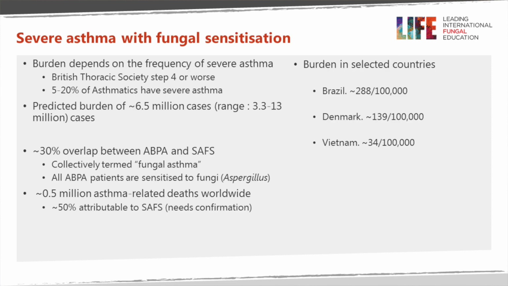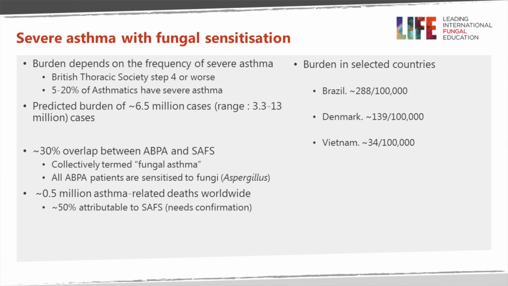Now, asthma can be severe, and these are patients who come into hospital, need steroids very frequently, and it can be defined with these British Thoracic Society steps, and between 5 and 20% of asthmatics have severe asthma, depending on how you define that. And so when you look at that and the frequency of sensitization, which I'll show you in the next slide, you've got about 6.5 million cases probably, and it may be as many as 13 million cases across the world, with again rates dependent on the asthma numbers underneath. But there is an overlap between ABPA and SAFS, and we do call that fungal asthma as a way of embracing all those things together.